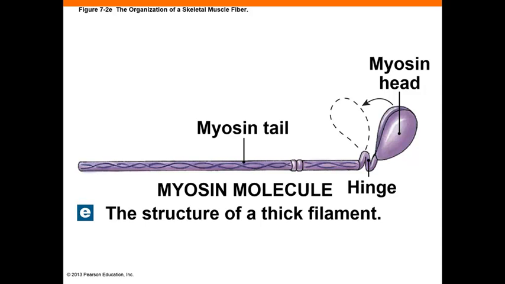This is an illustration of one of the thick myofilaments, which are made of myosin. A thick filament, myosin, has a tail and a globular head. And this globular head is where the myosin can attach to active sites on actin during a contraction.